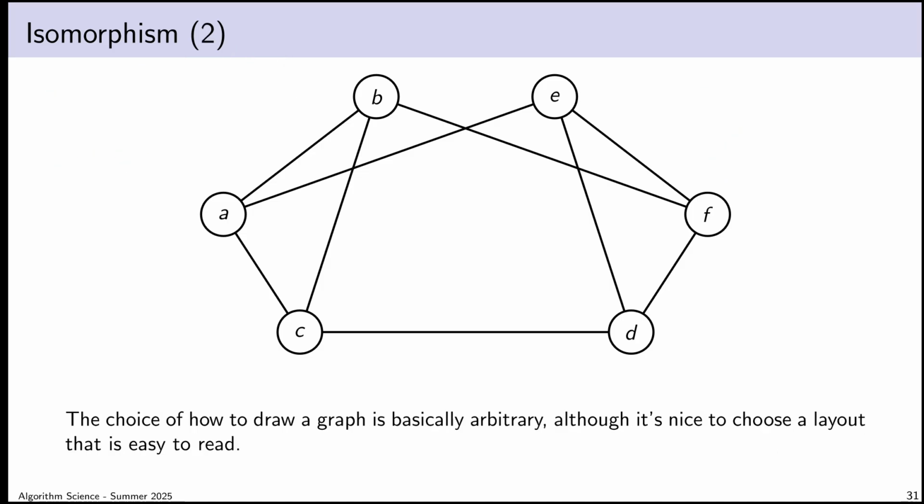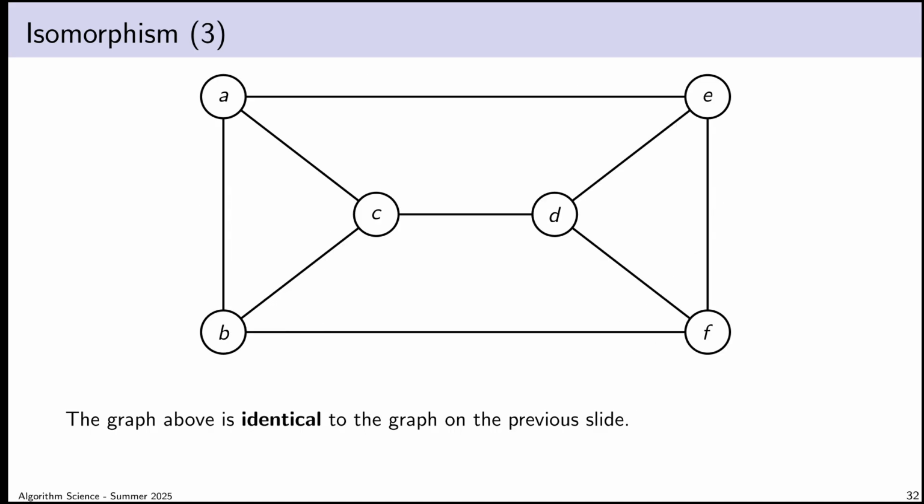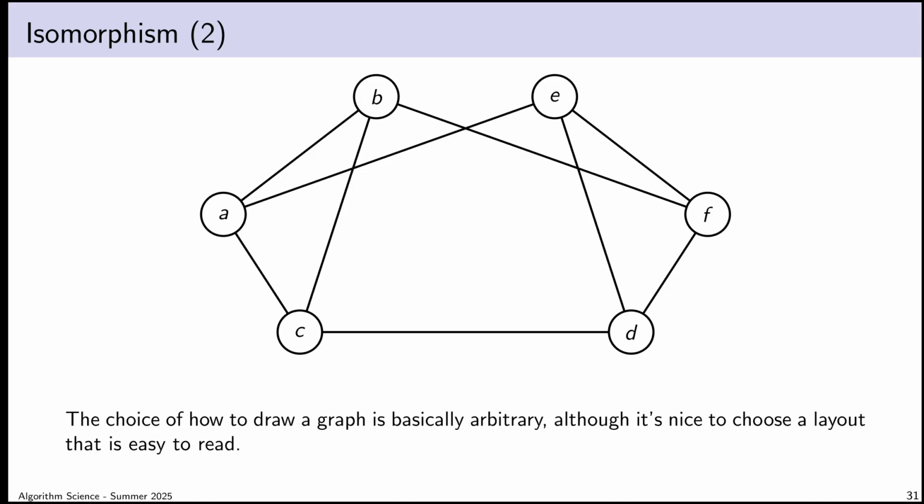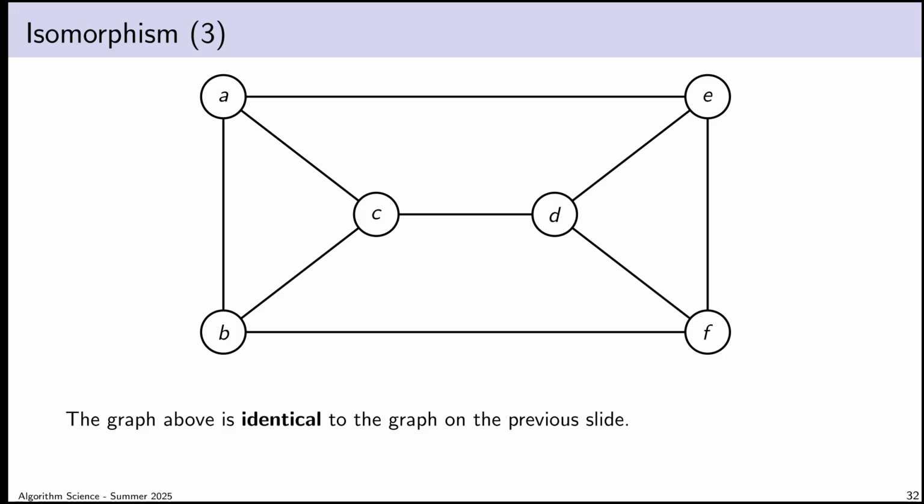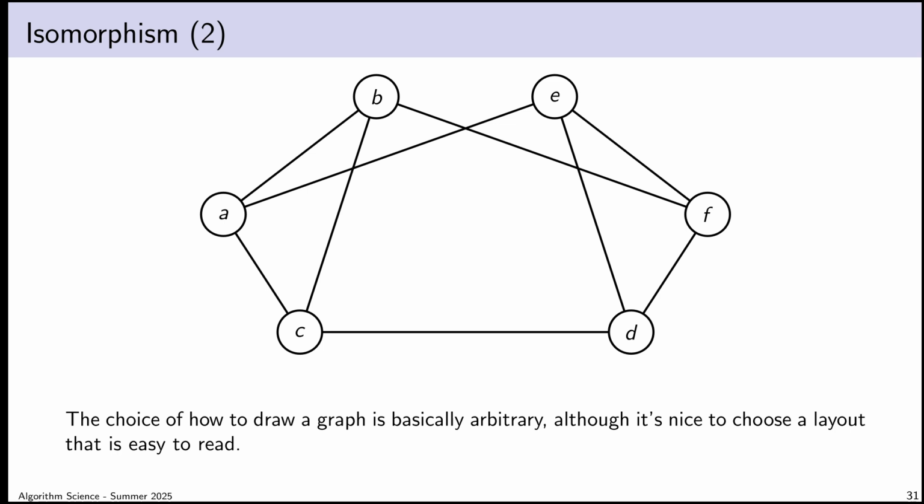So the choice of how we draw graphs is arbitrary, although of course it's nice to choose a layout that people can read easily. But the choice of layout has no bearing on the actual structure, which is simply a collection of pairwise relationships. For example, this graph is the graph on the previous slide. I'm not saying it's equivalent to, it is. This graph and this graph are the same graph. They're just the same graph drawn two different ways.